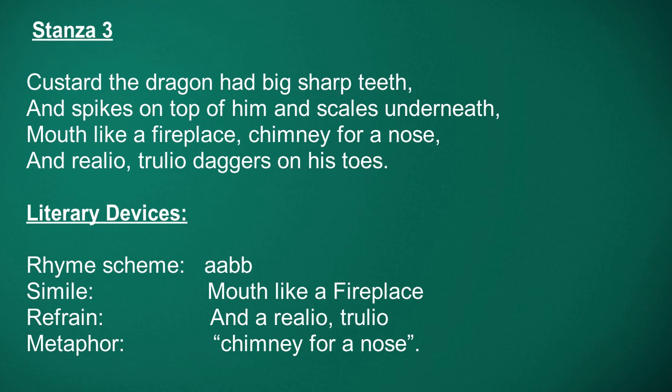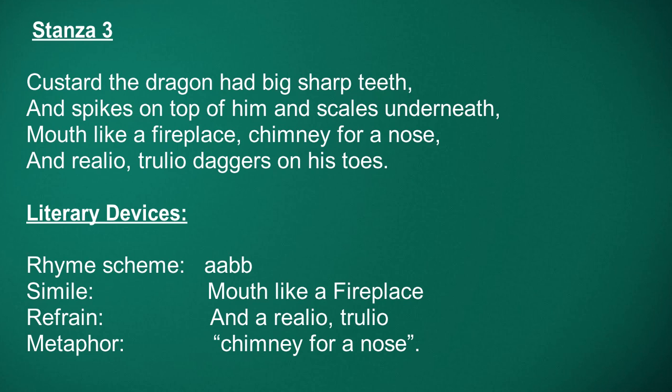Very quickly, let us see the use of literary devices in this stanza. Rhyming scheme is AABB. Simile is used in the dragon's mouth as it is compared with a fireplace, mouth like a fireplace. The refrain is a repetition of a sentence again and again to create a musical effect, and it is done in Real Live Trulio. Metaphor could be seen in the use of chimney for a nose.